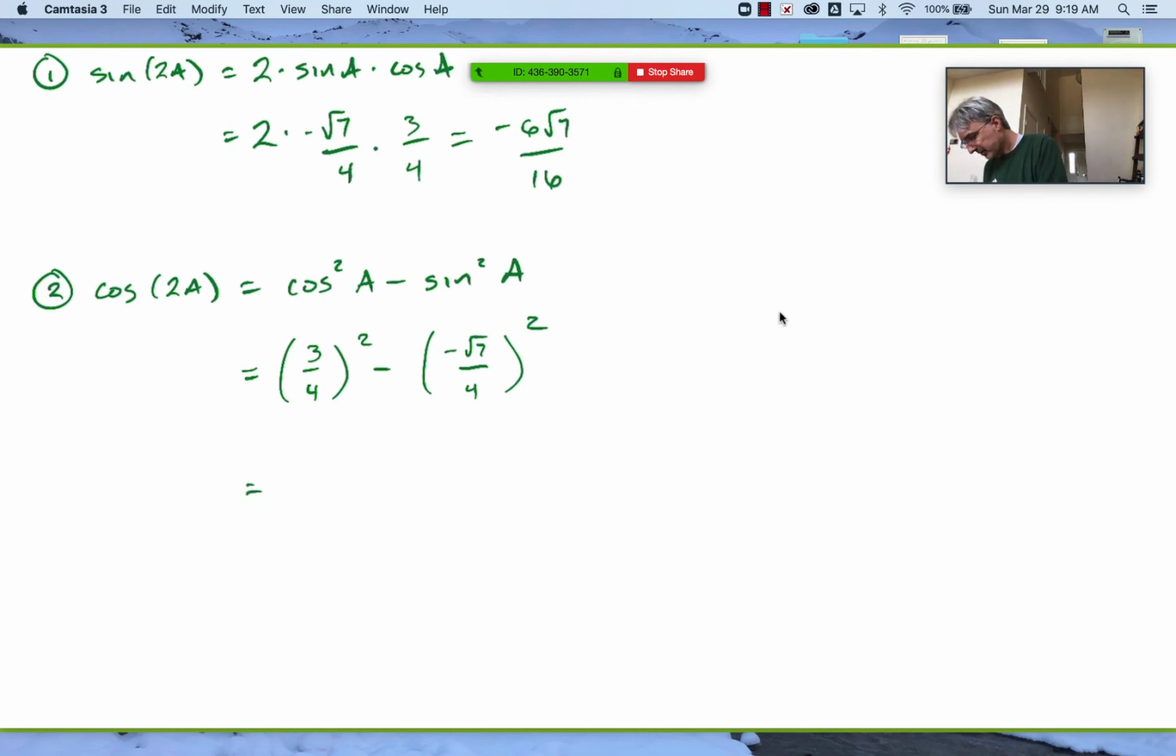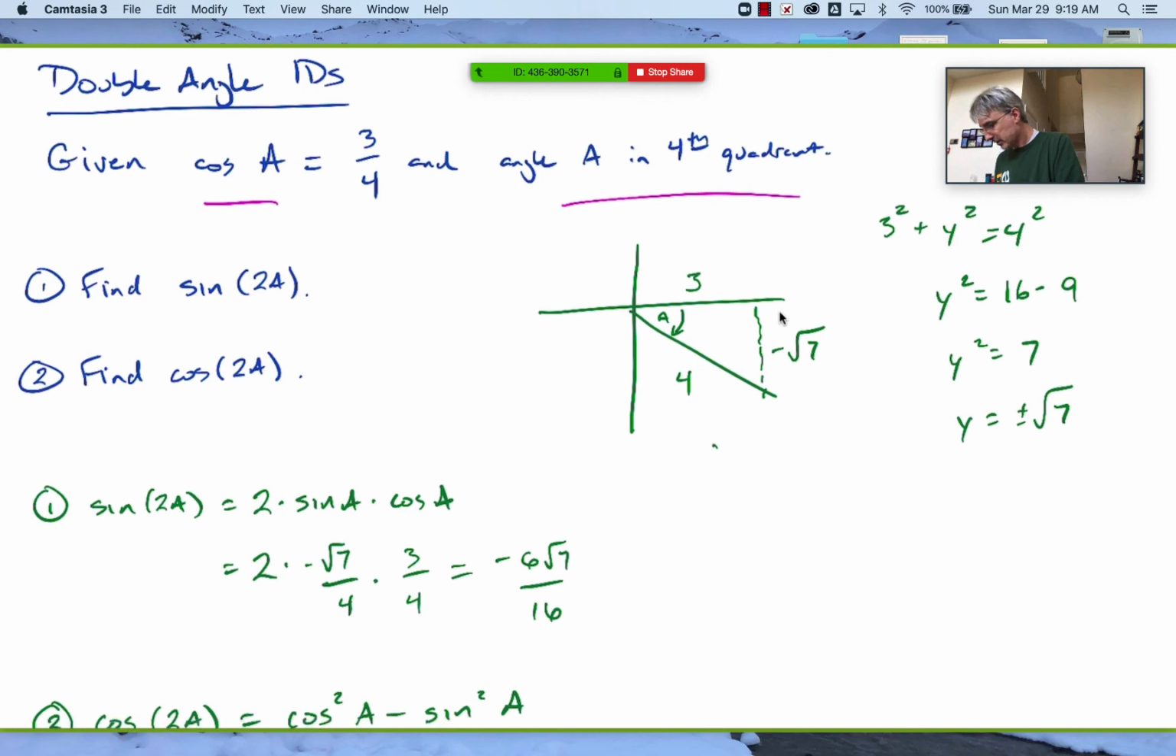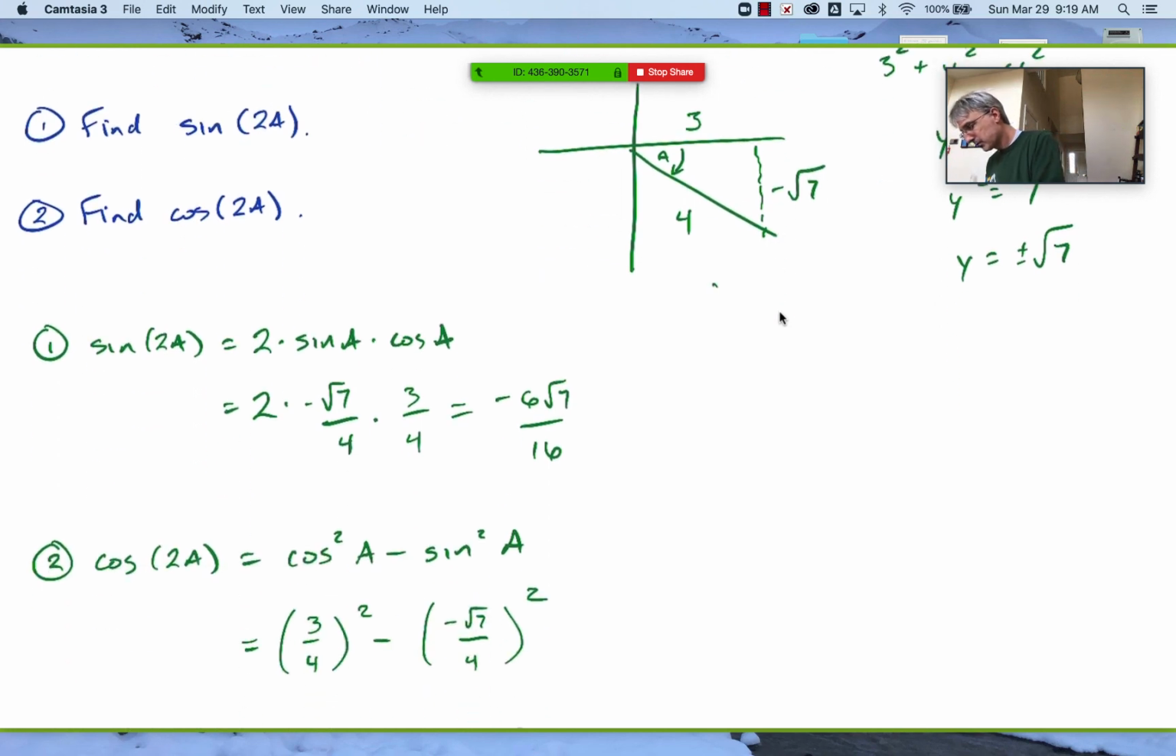3 over 4 to the second power is 9 over 16. Negative root 7 over 4 to the second power will be positive 7 over 16. 9 over 16 minus 7 over 16 is 2 over 16, which I can reduce if I want to 1 over 8. So that's how I'm working those problems. Given information, draw the picture, and then use the identities appropriately. But again, you don't need to memorize those.